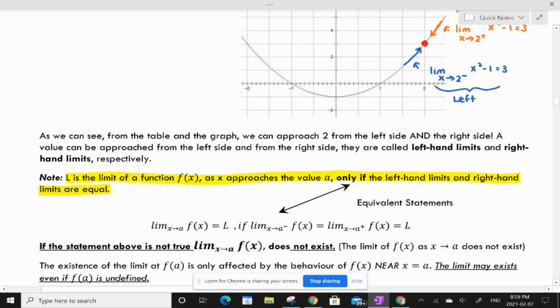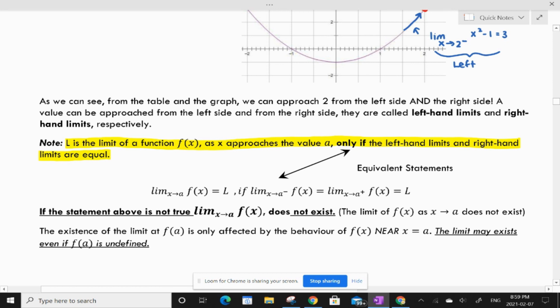So in notation, it says the limit of f of x as x approaches a is equal to L if the limit as x approaches a from the left-hand side for f of x is equal to the limit as x approaches a from the right-hand side for f of x, which is equal to L. Your left-hand side limit must equal your right-hand side limit in order for the limit to exist. Now, if the statement above is not true, then we say that the limit doesn't exist, or DNE.